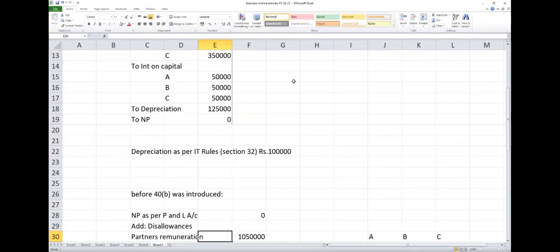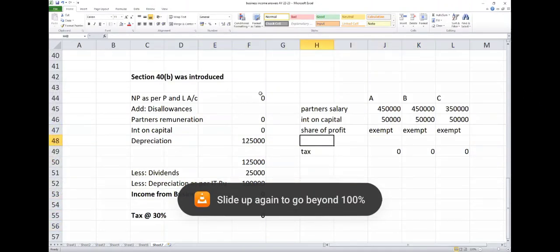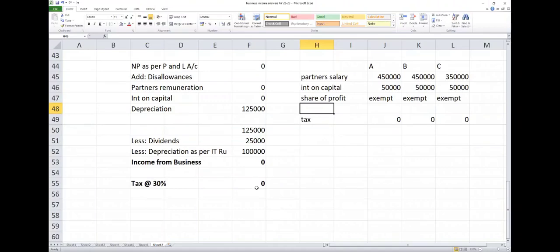Now what happens, students? If we start like this: net profit as per P&L account is 0. Partner salary is fully allowed. Instead, it will be taxed in the hands of the partner. Interest on capital is allowed. Depreciation is disallowed. Dividend 0, no tax. Total income is 5 lakhs. Rebate applicable, total income 4 lakhs. If it is a group, there is no tax at all. So the firm transfers the entire profits as salary and claims the deduction.